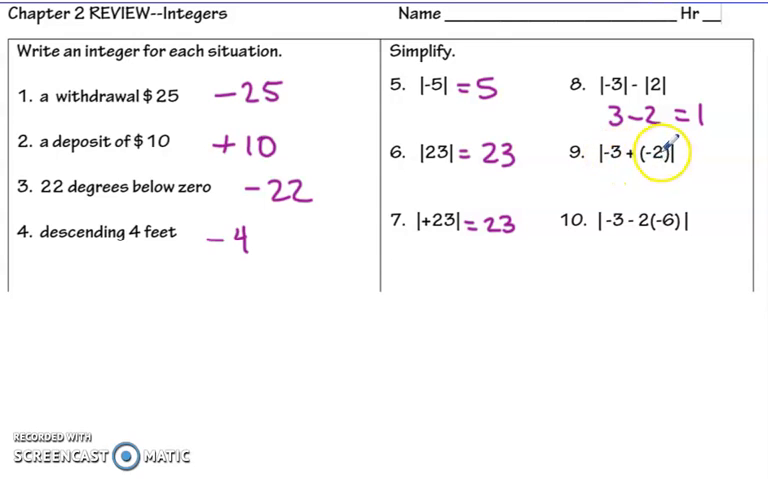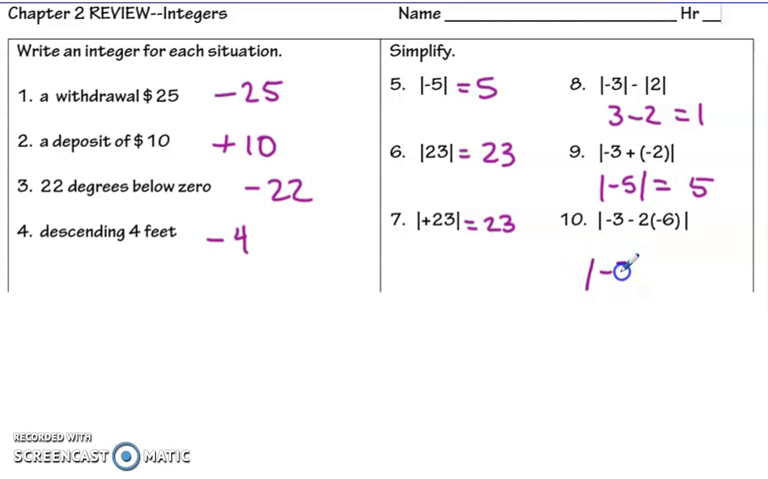Okay, now we have to do everything inside of the absolute value bars. Negative plus negative makes a bigger negative, so it's the absolute value of negative 5. And so our answer will be 5. This one we got to do a little more work. We got to do our multiplication first. Please excuse my dear Aunt Sally, or PEMDAS.